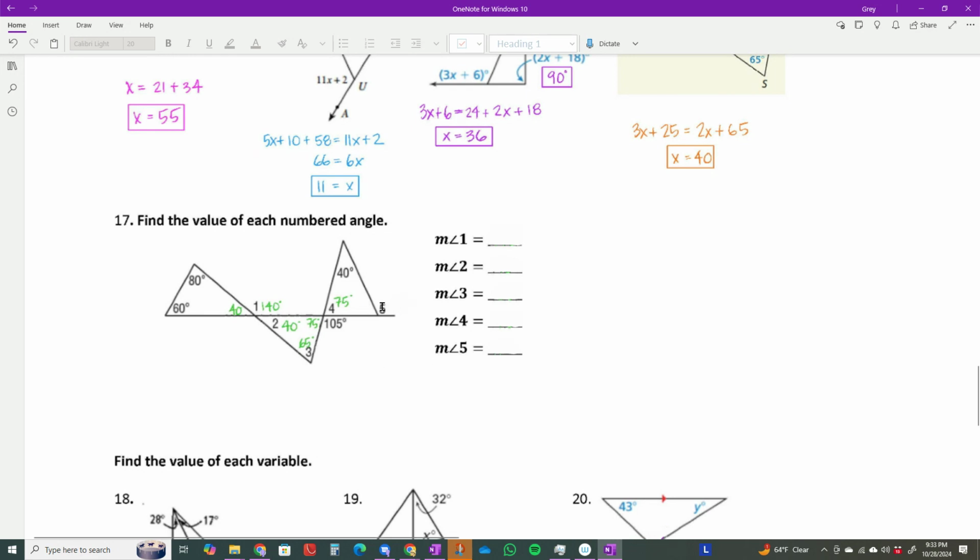And what else do I have left? I have angle 5, and 5 is an exterior angle with 40 and 75, and that of course makes 115. So we have all of our angles. 1 is 140, 2 is 40, 3 is 65, 4 is 75, and 5 is 115.